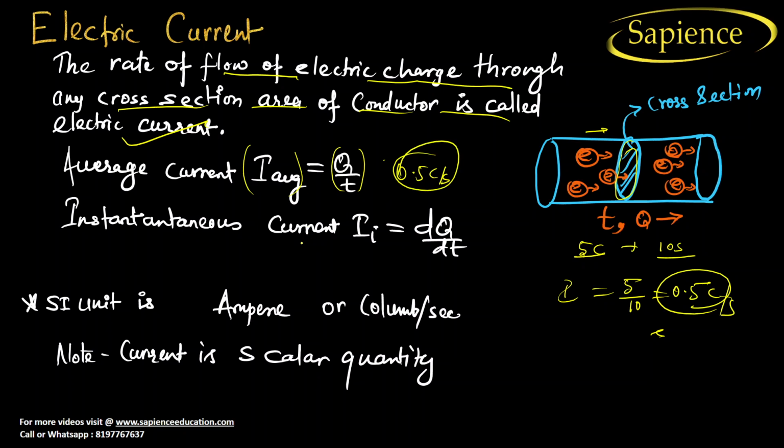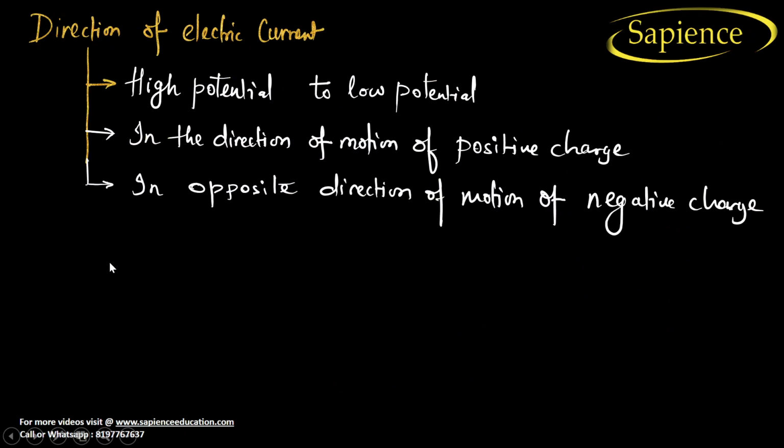And if we talk about the instantaneous current, it will be the small amount of current flowing through any cross section per unit time. And the SI unit is ampere or coulomb per second. But the current is a scalar quantity. Current is a scalar. It does not have any specific direction. Okay. So current is a scalar quantity. I hope you have understood now. Now let us go for the next one.